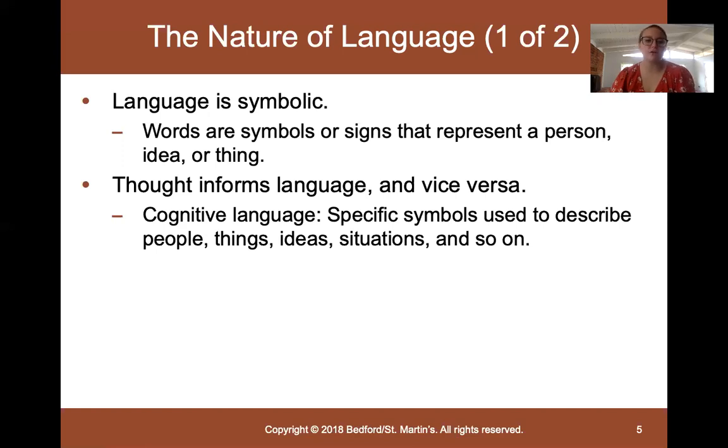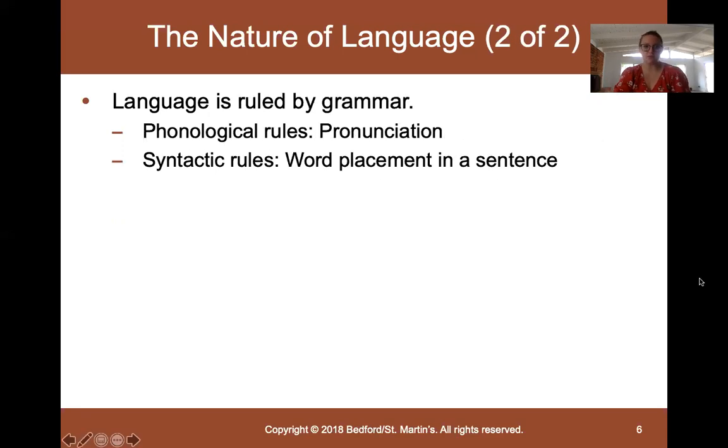Thought informs language and vice versa. So the way we think about things informs the way we talk about things and vice versa. Cognitive language, so specific symbols used to describe people, things, ideas, situations, so on and so forth. That's cognitive language. So language ruled by grammar.